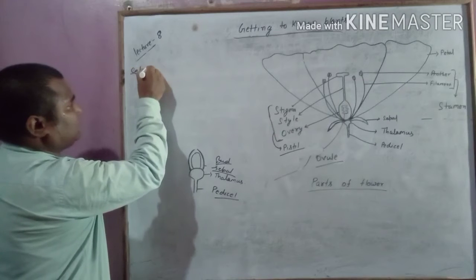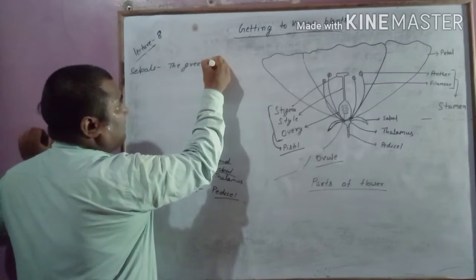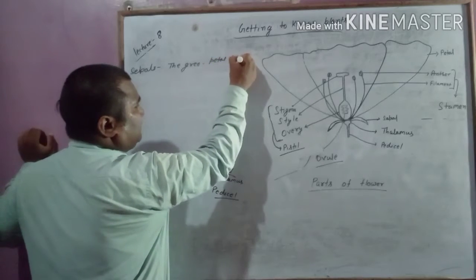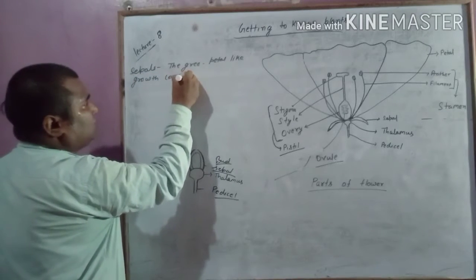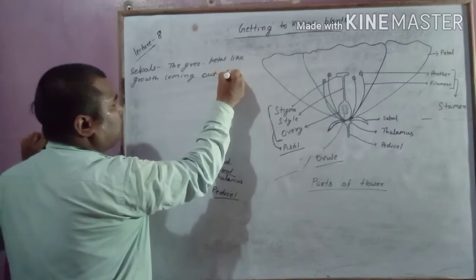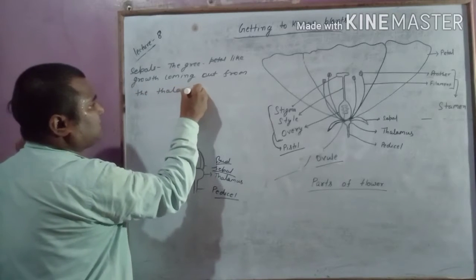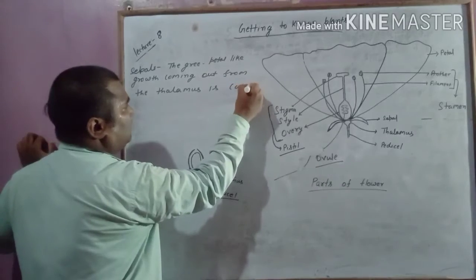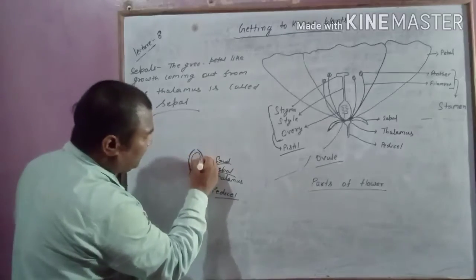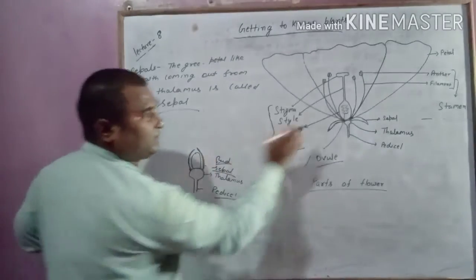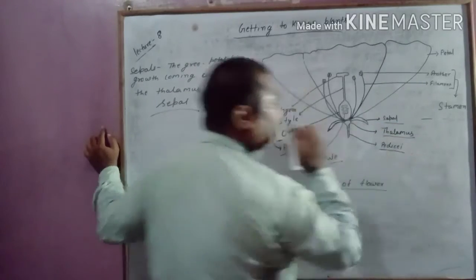What is sepal? I will write in this place only and I will explain here. So sepals, the green petal-like growth coming out from the thalamus, is called sepal. So this outermost green layer, this is in bud condition, this flower is open, so this is sepal, this is the thalamus, this is the pedicel.